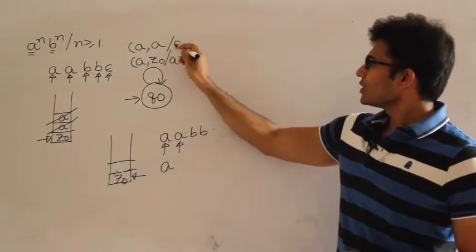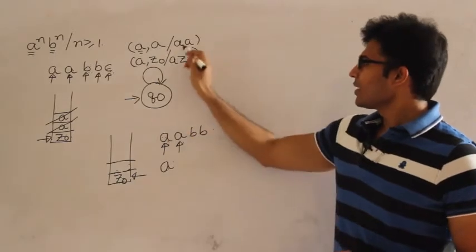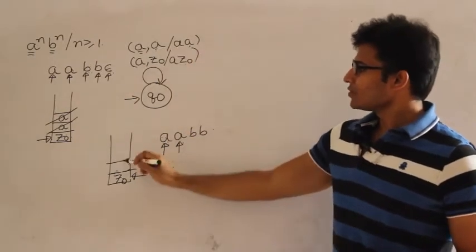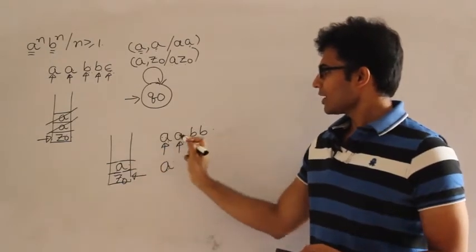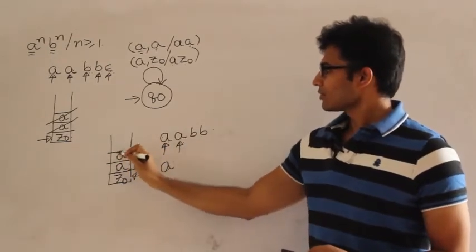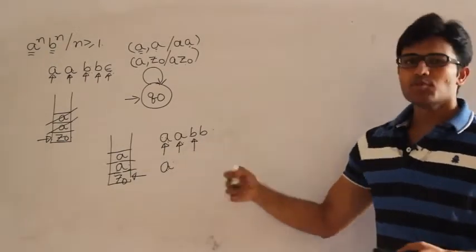Therefore you have to push two a's. One a is for this a which you are seeing, and the second a is for this a which you have brought out, right? Now you push back this a first and then the second a. Done. Now whenever you see a b, then you have to keep on popping.